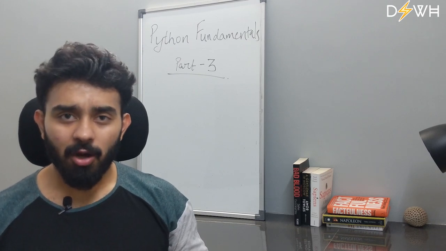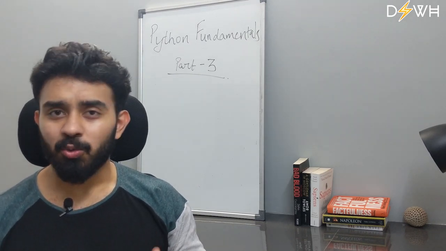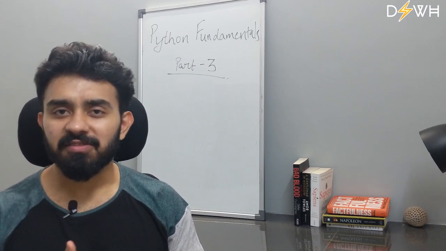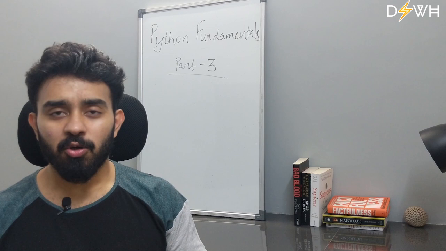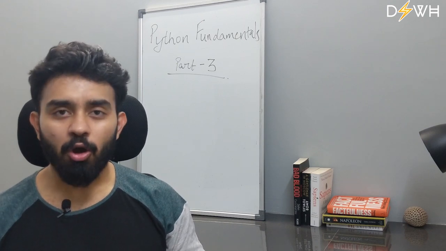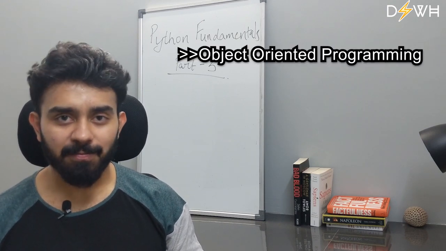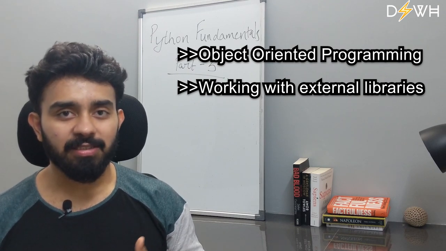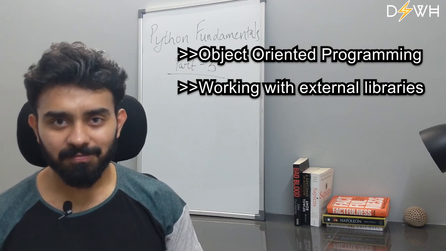Now, up till now, we have learned how to write loops, how to write conditional statements, how to write functions. We have seen different data structures. So in this particular video, we are going to talk about object-oriented programming, and we're going to see how we use external libraries, code written by other people.